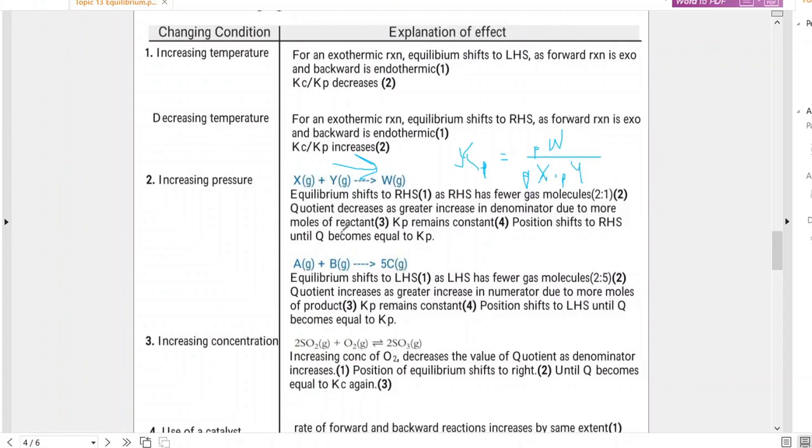is increasing less. So the quotient is decreasing, but Kp is remaining constant because Kp or Kc is only affected by temperature. So if Kp remains constant and the quotient is becoming smaller, then the position of equilibrium shifts to the right hand side until the quotient becomes equal to Kp. So by shifting to the right hand side, this increases, therefore Q increases to become equal to Kp and re-establish equilibrium.